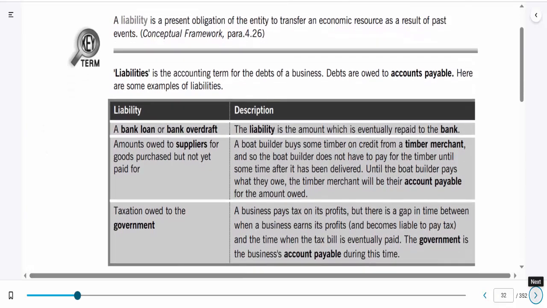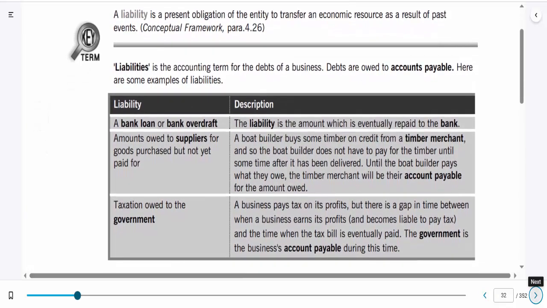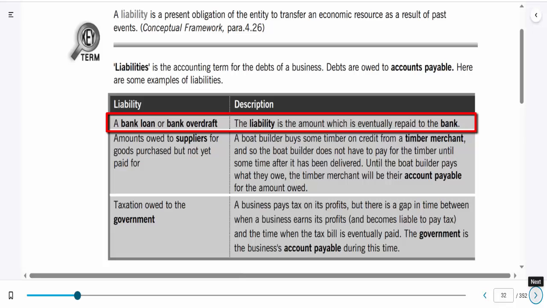Examples of liabilities. To make this easier, let's look at some common examples. 1. Bank loans or bank overdrafts. Imagine a business takes out a loan from a bank. The business will eventually have to pay this money back, along with any interest charged by the bank. Until it is paid off, this loan amount is a liability. Similarly, if a business has a bank overdraft, which means it has used more money than what it has in its bank account, the amount overdrawn is also a liability.